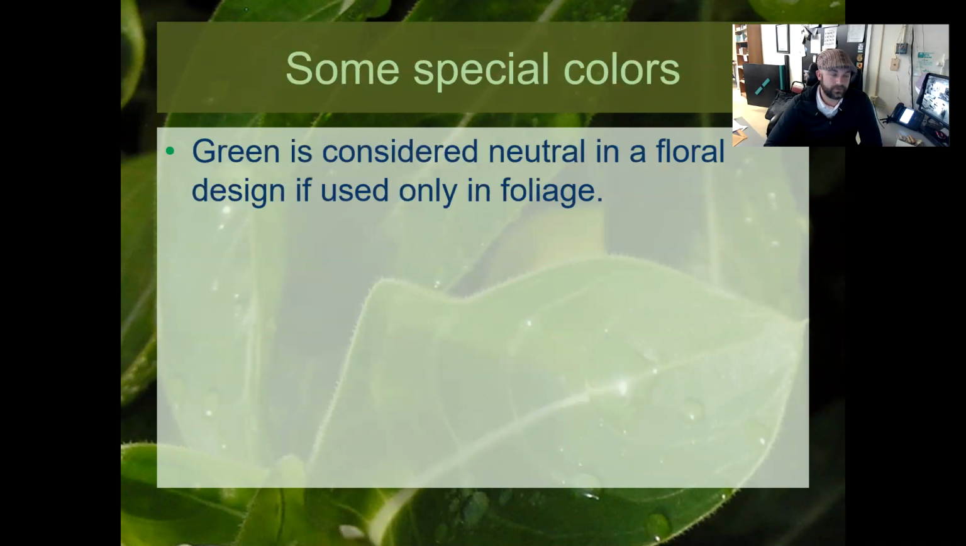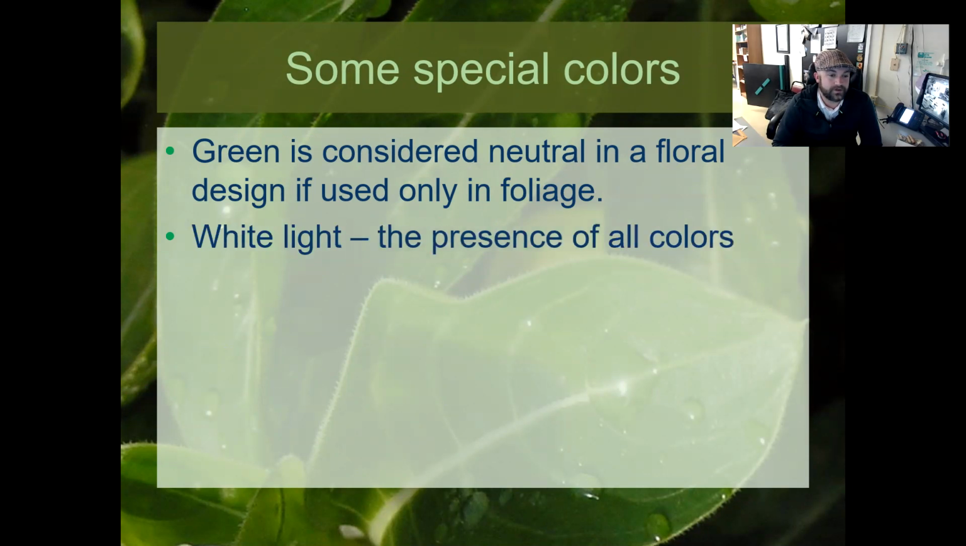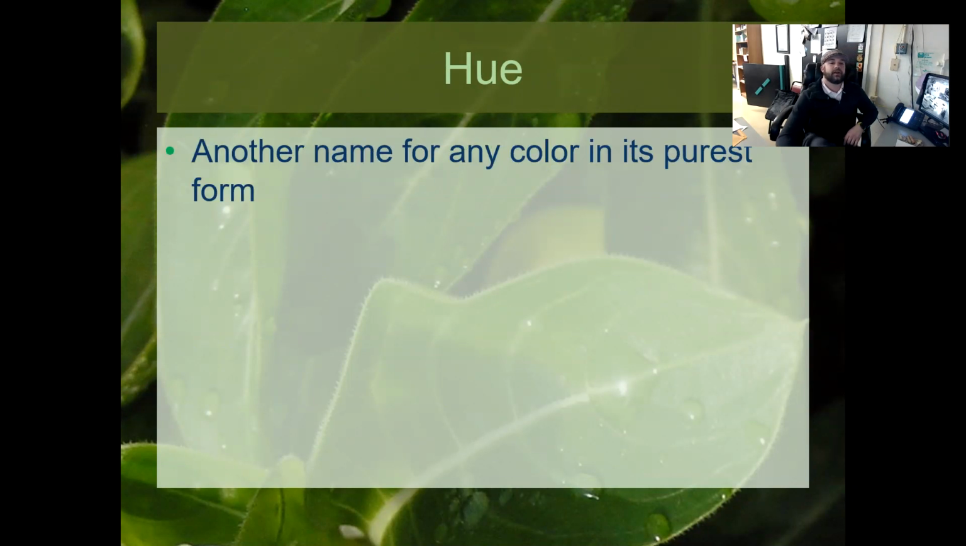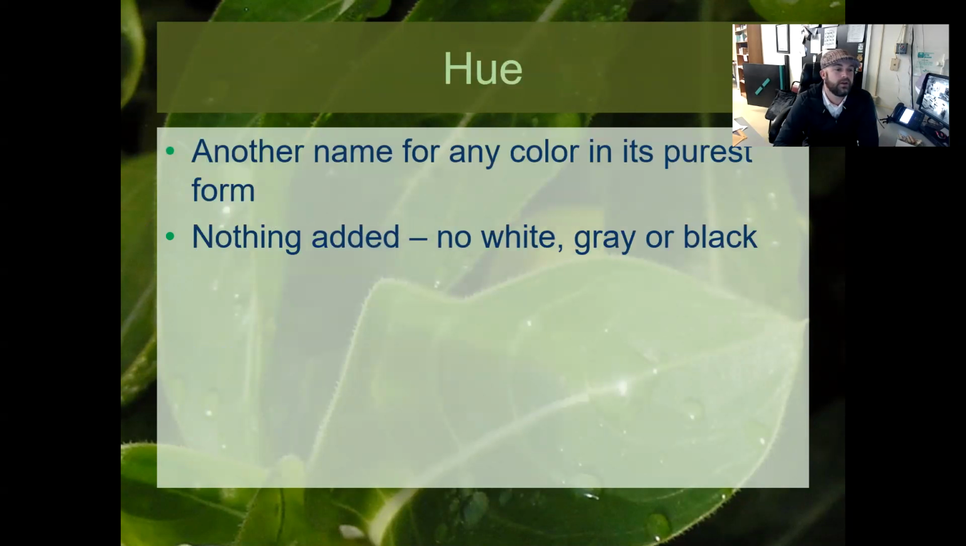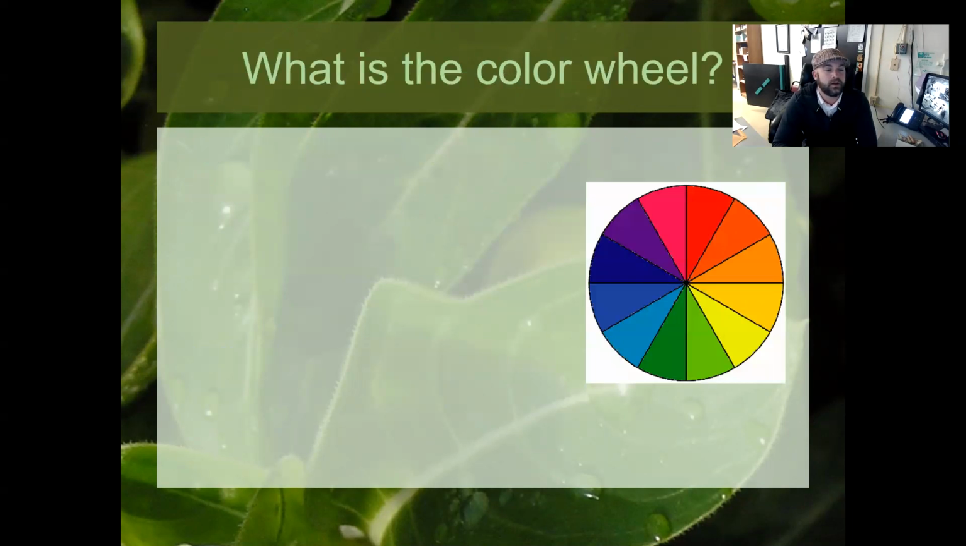So some special colors. Green is considered neutral in a floral design if used only in foliage. White light, the presence of all colors. And black is the absence of color. So let's take a look at a color wheel. So let's talk about hue a little bit. It's another name for any color in its purest form. Nothing added, no white, gray, or black.